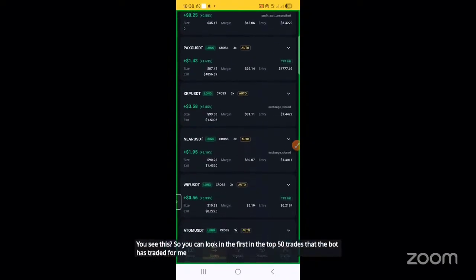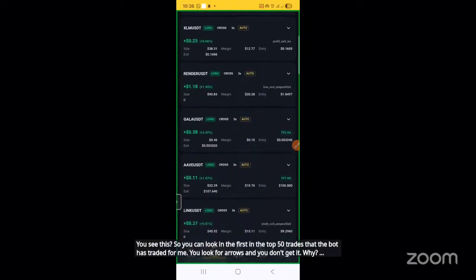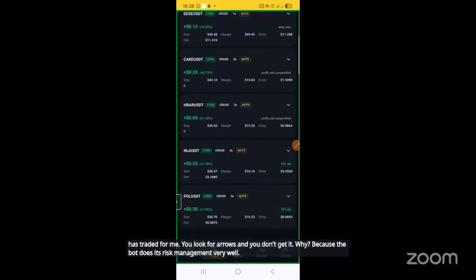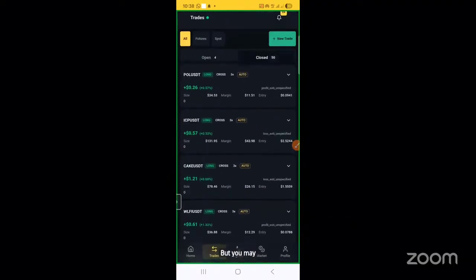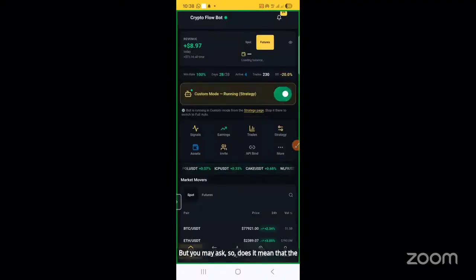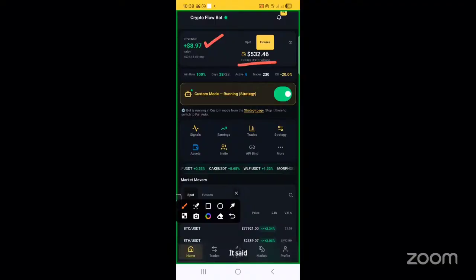You look for errors and you don't get it. Why? Because the bot does its risk management very well. It does not just expose your capital. But you may ask, does it mean that the bot doesn't make losses? No. Actually, the bot makes losses. Today alone, the bot has made me a profit of $8. But $8 on 500 capital is too small.